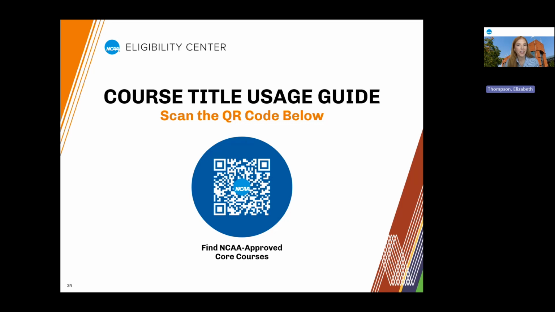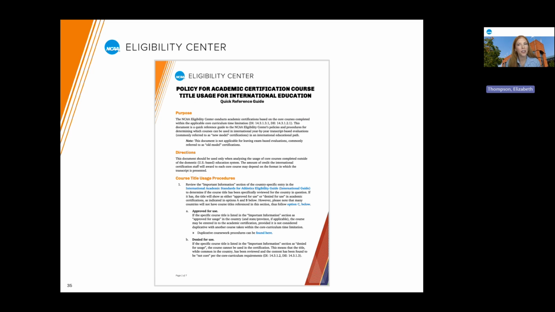So the next resource that we're going to take a deep dive into is our course title usage guide. Go ahead and scan that QR code if you have your smartphone out, or click on the link in the chat, and this will give you a full overview and guide of how we determine whether a course title on your transcript would be considered an NCAA approved core course for an international student. Once you've scanned that QR code or clicked on the link, this is the resource that should pop up for you, which goes over the policies for using those different course titles and how to navigate whether or not a course title is an NCAA approved title.